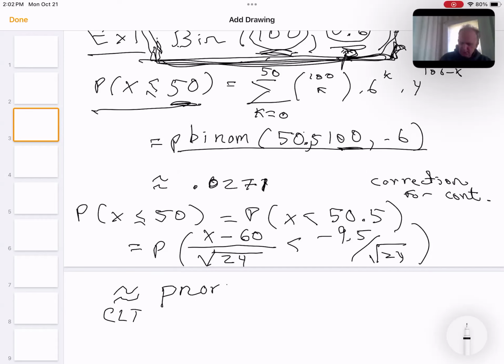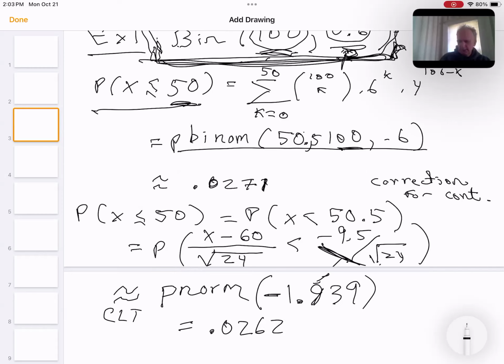Okay, so it's approximately that integral. Remember, less than or equal to this here. I'm going to put this in here, and now if I put the number in, it's minus 1.9, because this will be about 5. So you can see it's about 2 minus 1.939. And this gives me 0.0264.